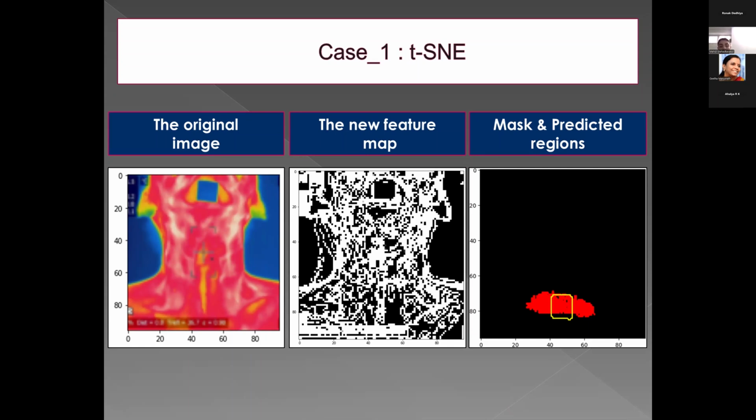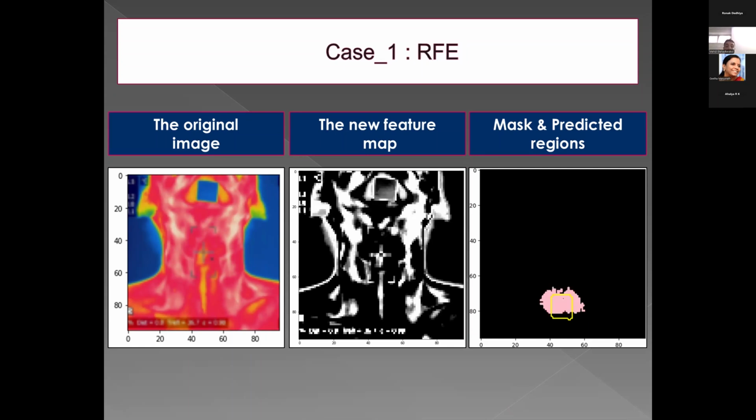And for RFE, in this slide, we also see the model's prediction using the input feature map derived from RFE, which predicts a more specific area compared to the previous method. However, the dice coefficient is still below 60%.